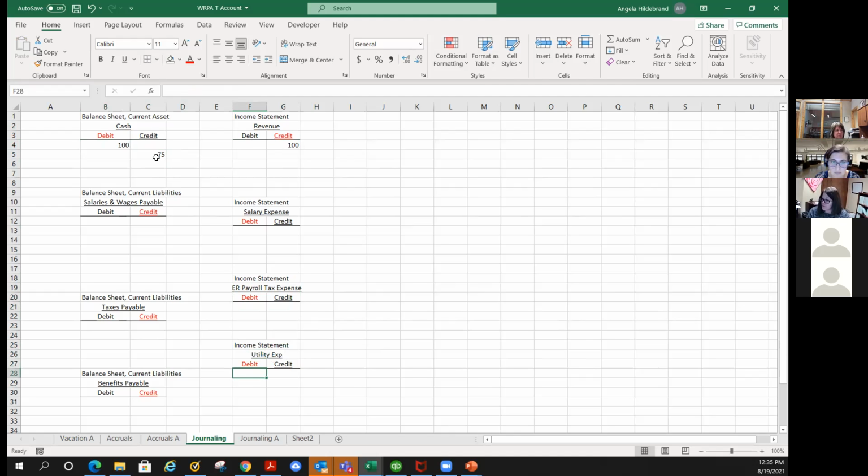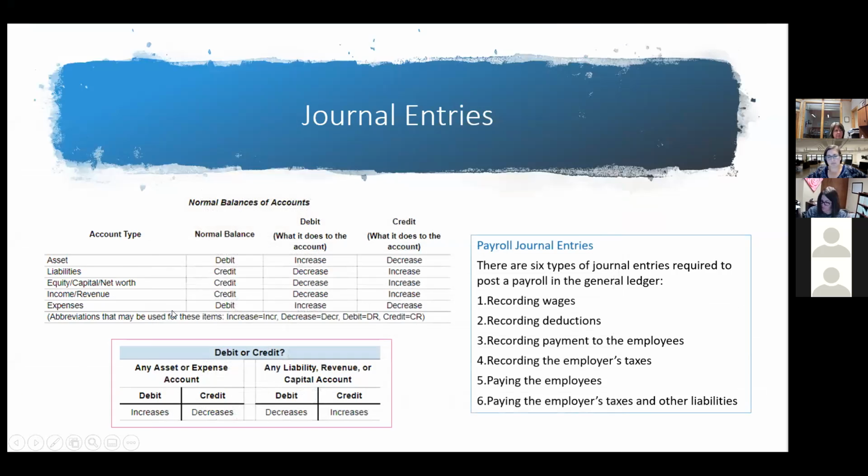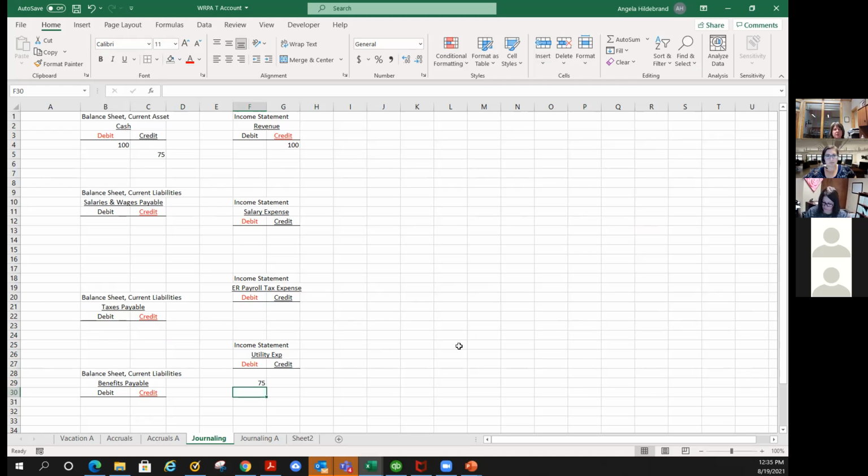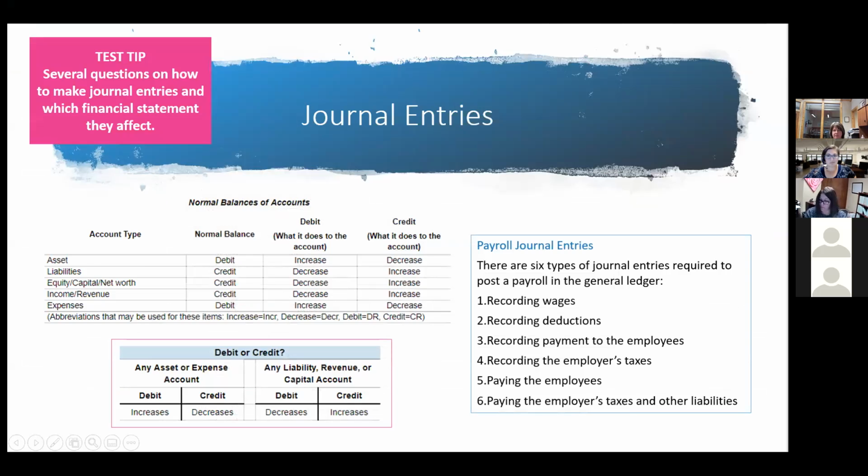My cash account decreased because I wrote a check, cash went out of my account, and that was a credit, right? So I've got to have an equal and offsetting debit. I paid my utility bill. My expenses, as we can see, my expenses have a normal debit balance and they increased. So key accounts, amazing things. Okay.